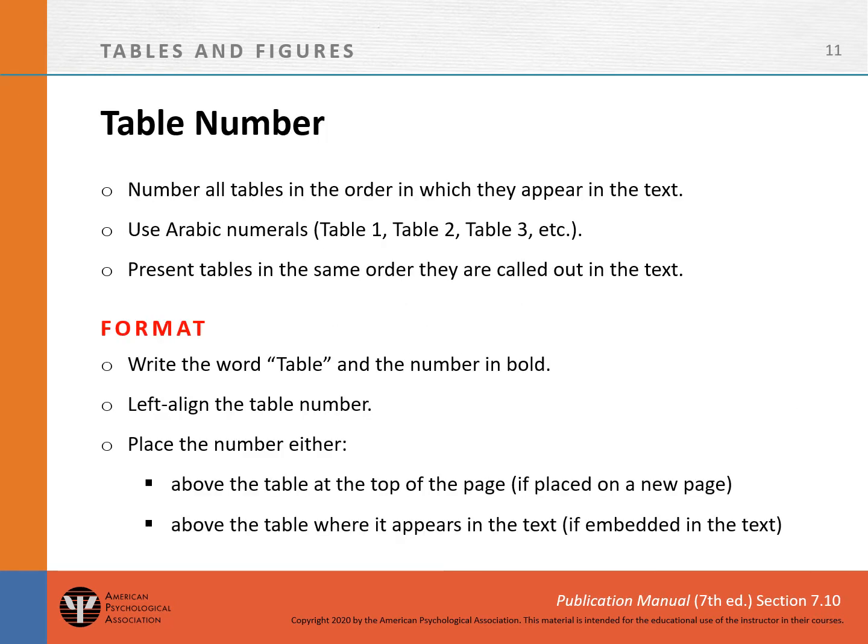Be sure all of your tables have a number. Number all the tables in the order in which they appear in the text. So start at 1, and then continue on Table 2, Table 3, and so on. Present tables in the same order that they are called out in the text. Write the word Table with a capital T and the number in bold.